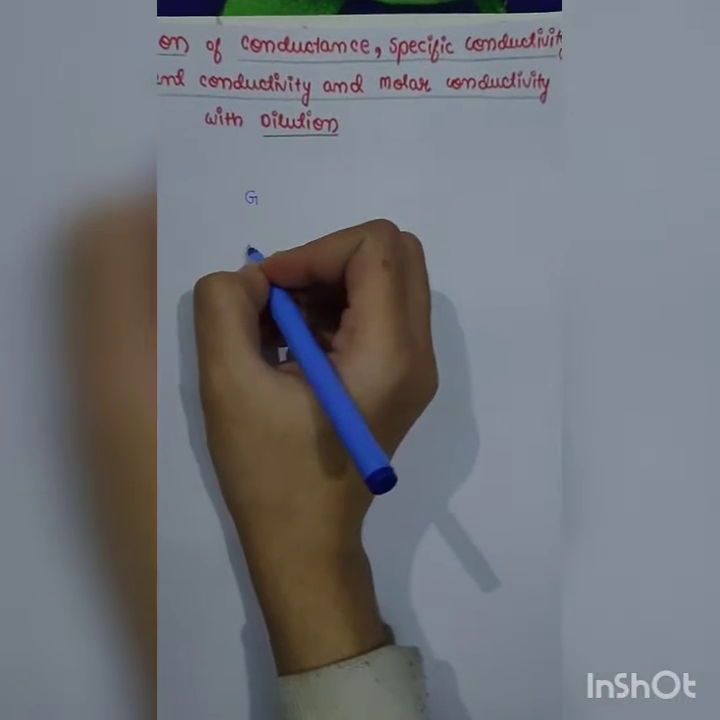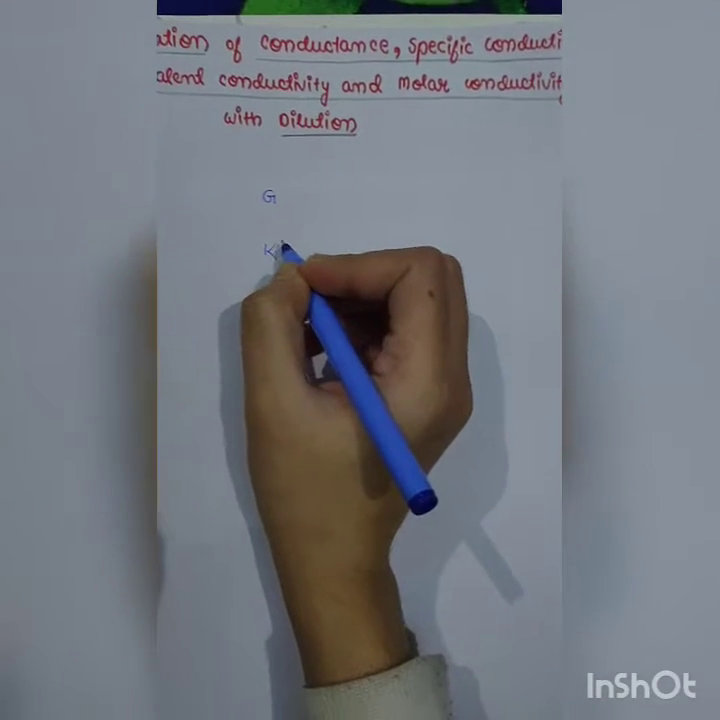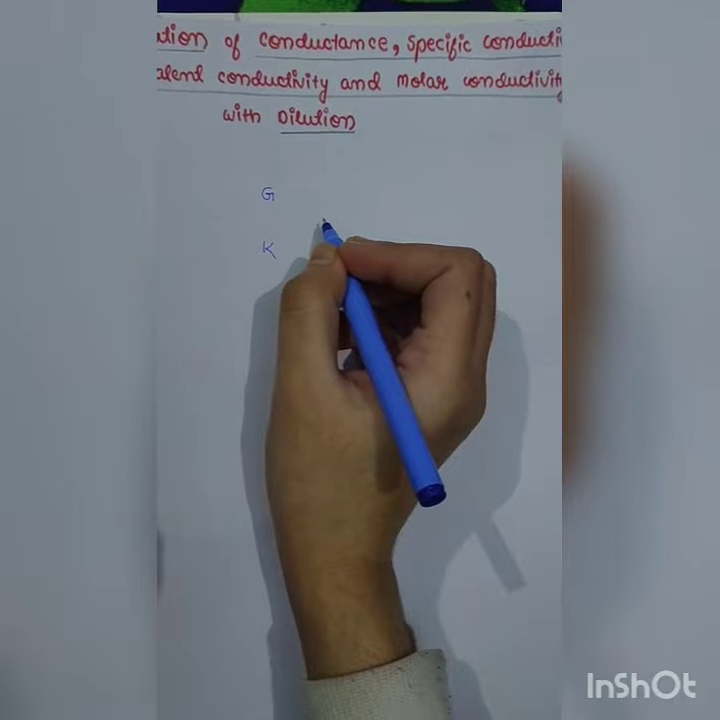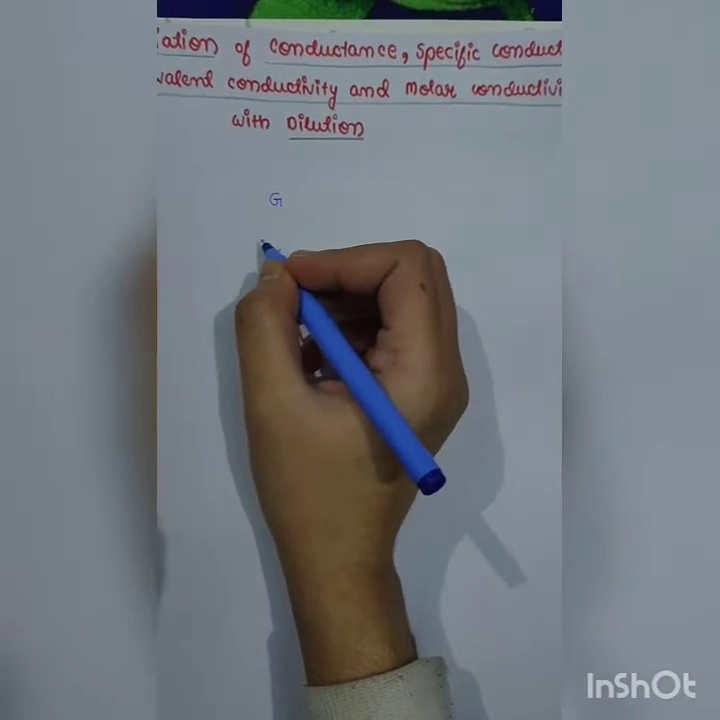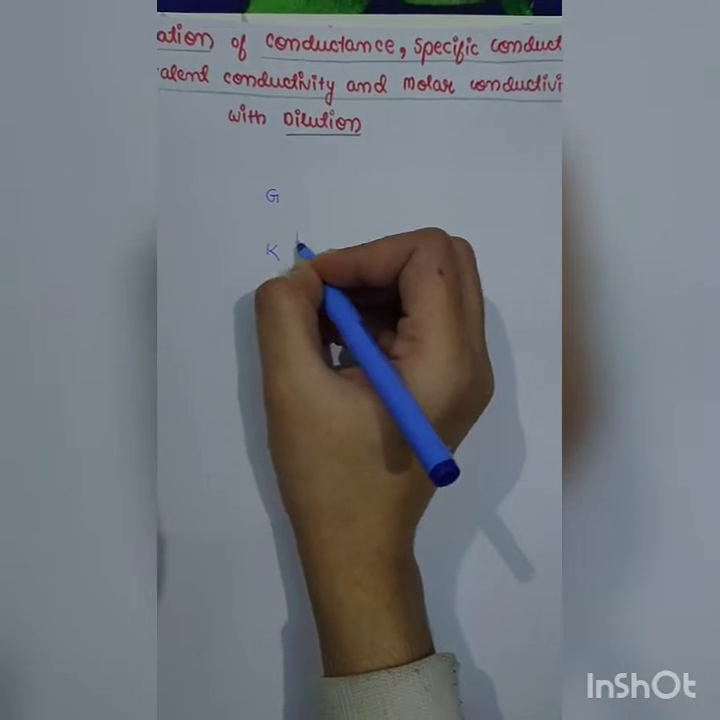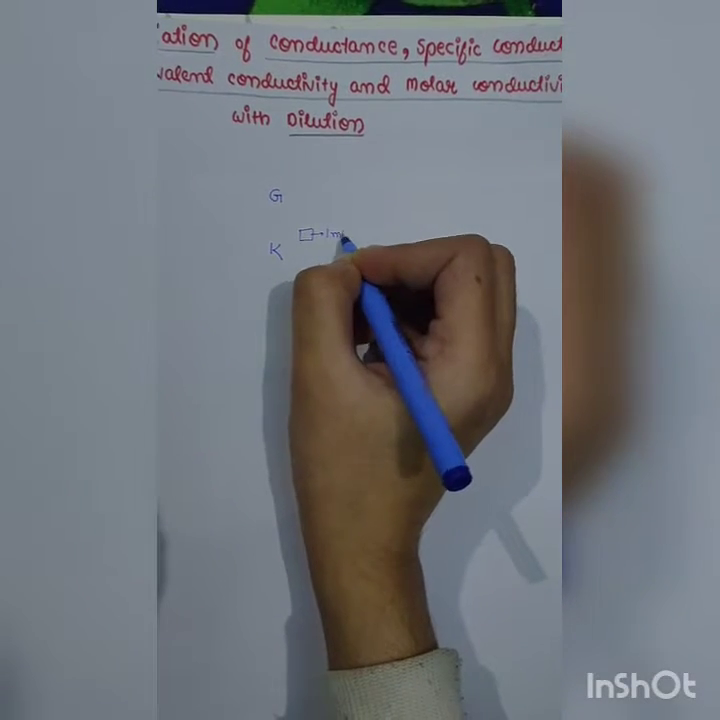In this video, we shall be discussing the variation of conductance G, the ease with which the current is flowing, and specific conductivity kappa. When the distance between electrodes is 1 centimeter and the cross-sectional area of the electrode is 1 centimeter square, then conductance is known as specific conductivity, or this is the conductance of 1 milliliter of the solution.